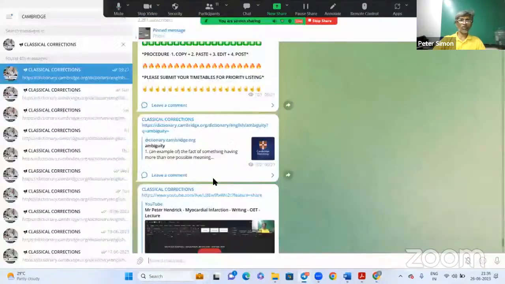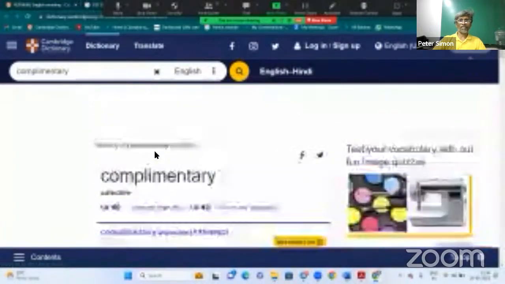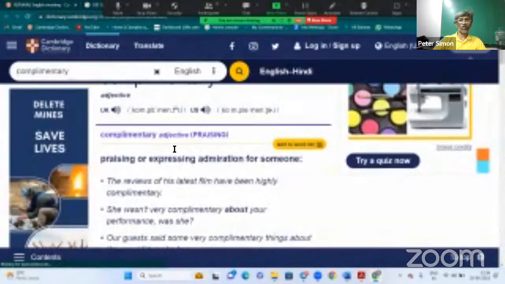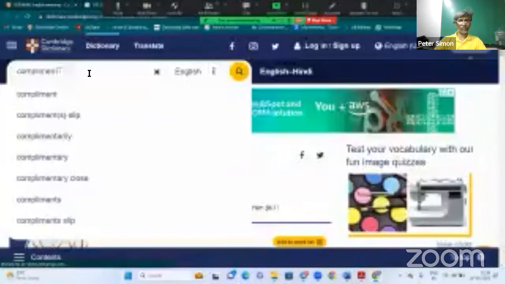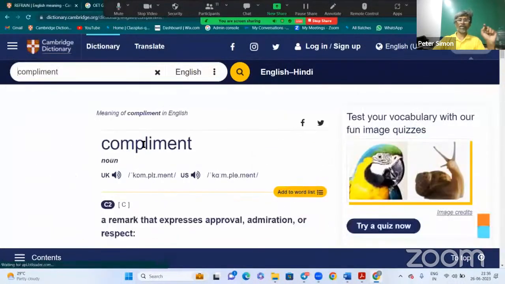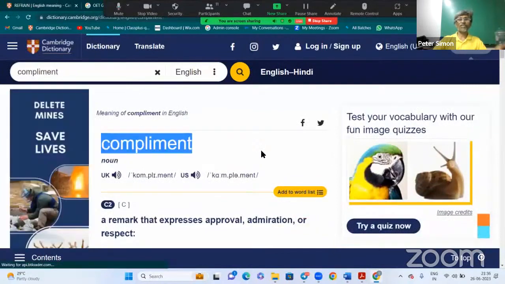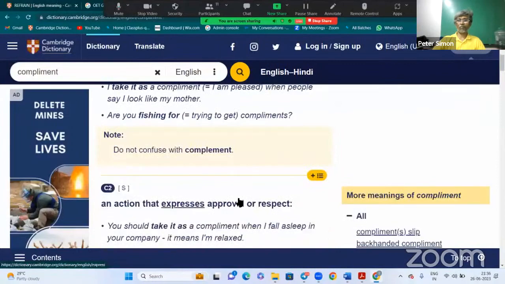Okay. Next, if you want to go to the previous one, yesterday's word. Yesterday's word is complementary. It will take you there. So try to understand this. What is complementary? Complement. So compliment is C2 vocabulary: a remark that expresses approval, admiration, or respect to somebody. Compliment. Respecting somebody's words. Okay, so complimentary: an action that expresses approval or respect.